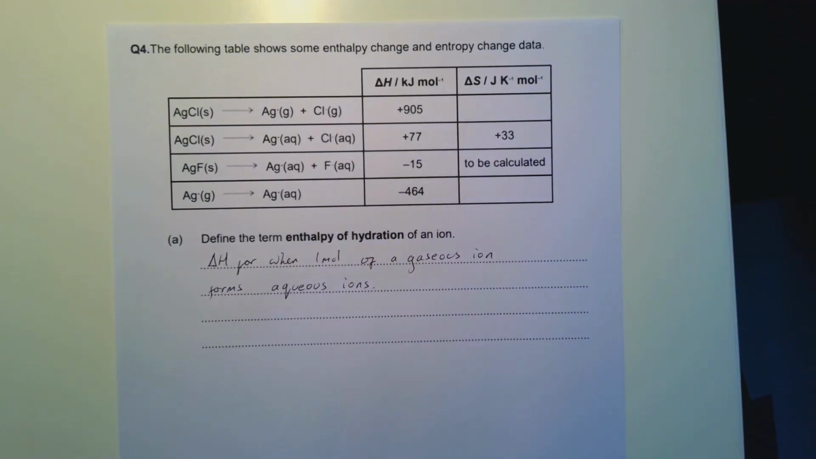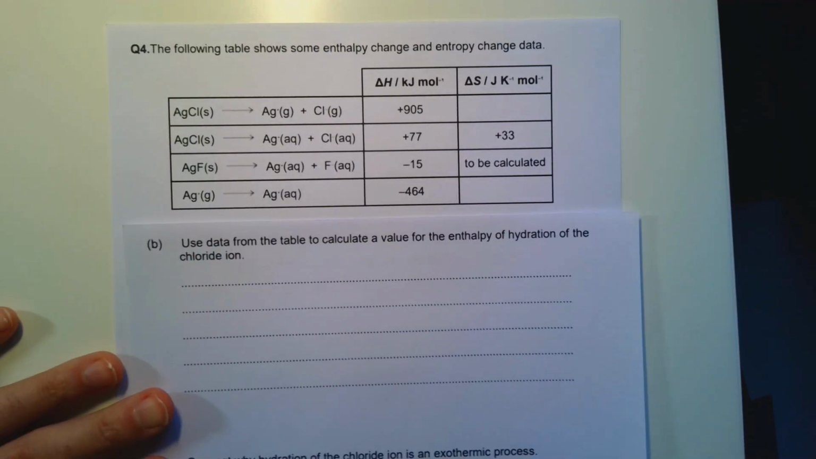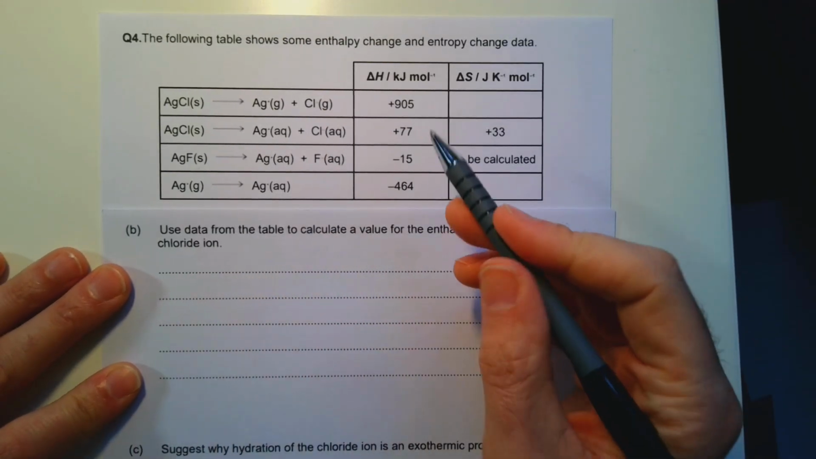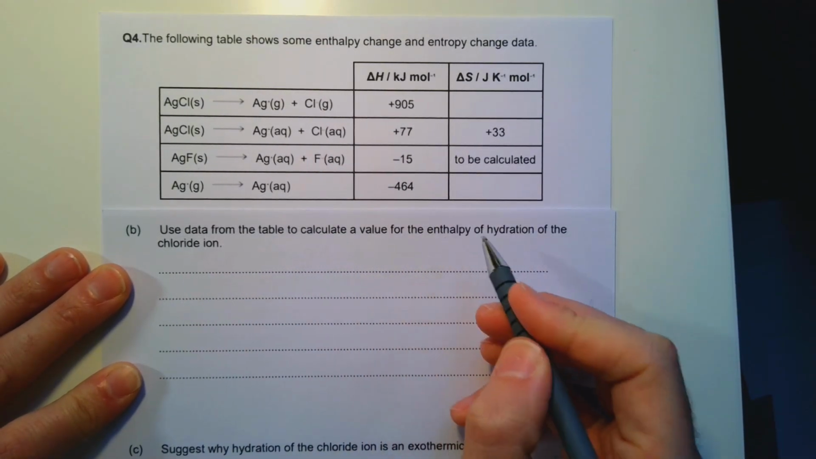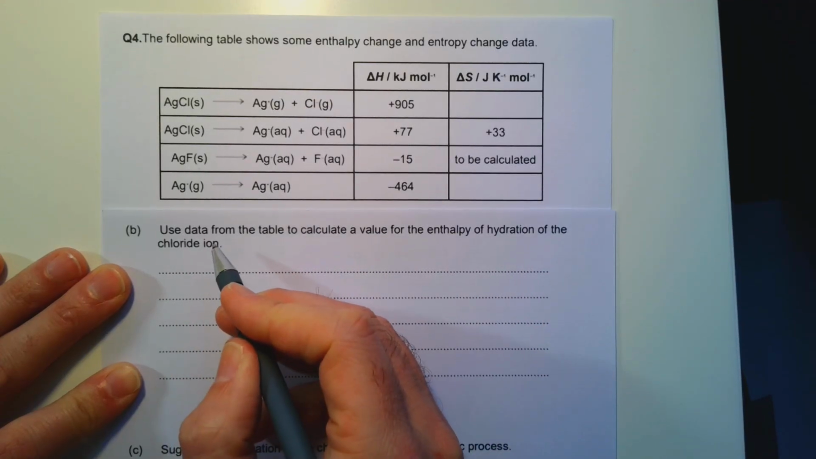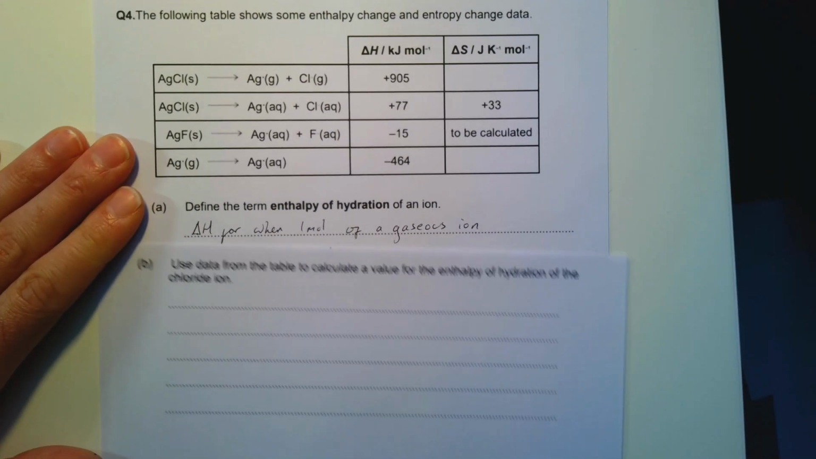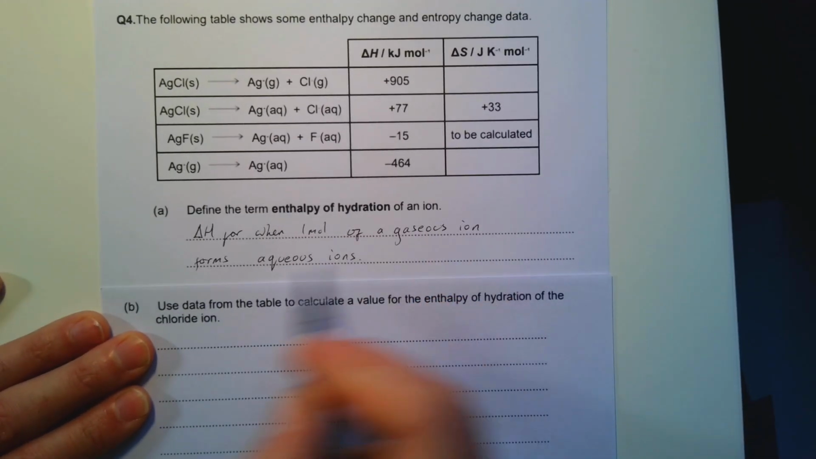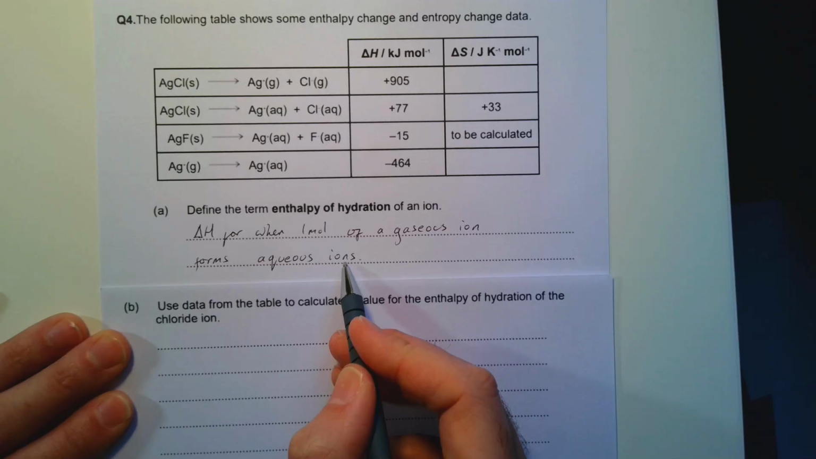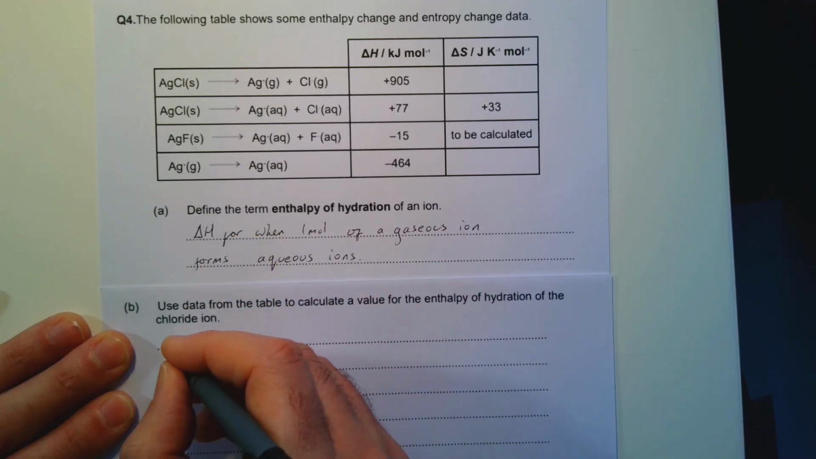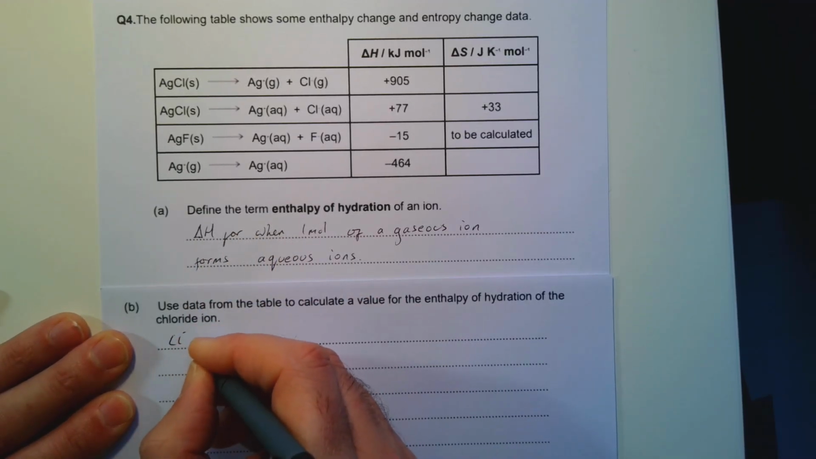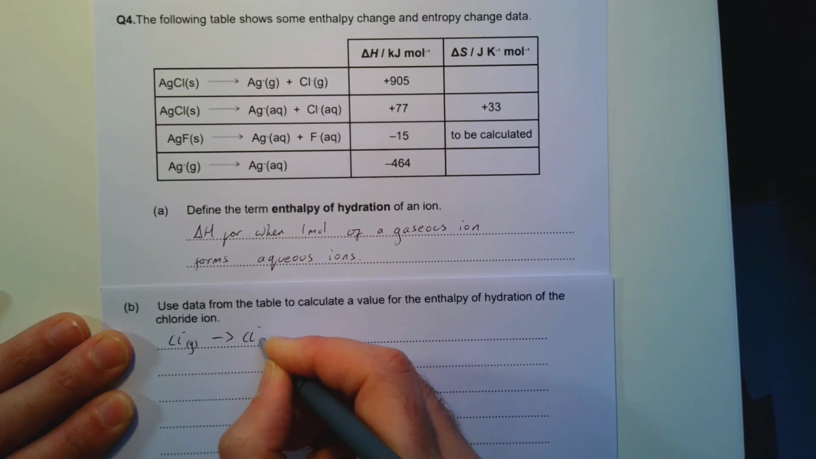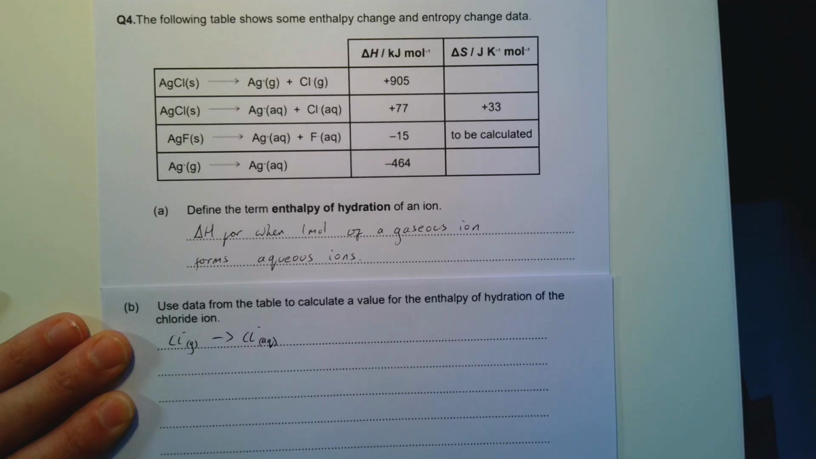Okay, on to some calculations. So the next part of the question says for it to use data from the table to calculate a value for the enthalpy of hydration of the chloride ion. So going back to our definition, that's when 1 mole of gaseous chloride ions form aqueous chloride ions. So we're interested in going from Cl minus gaseous to Cl minus aqueous. That's the move that we're interested in here.